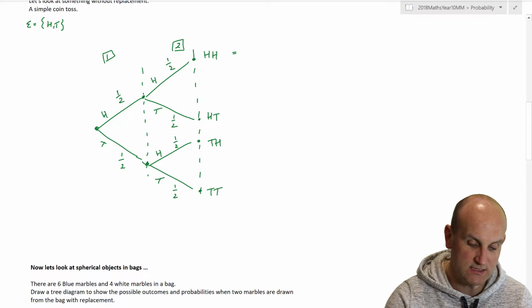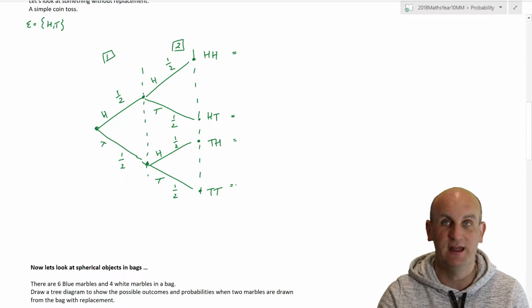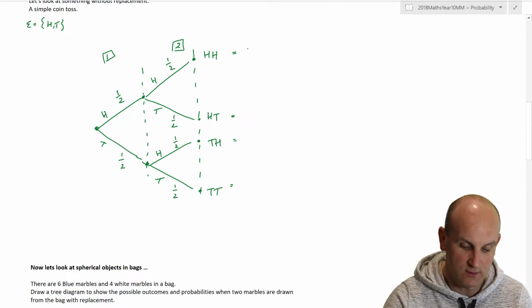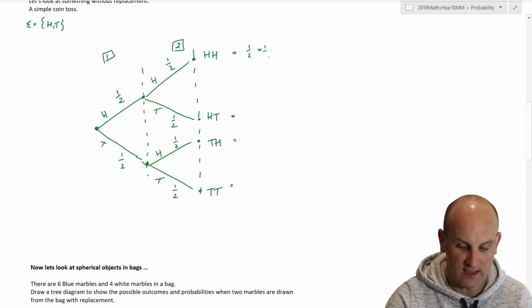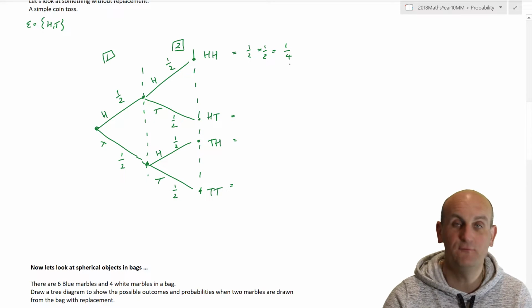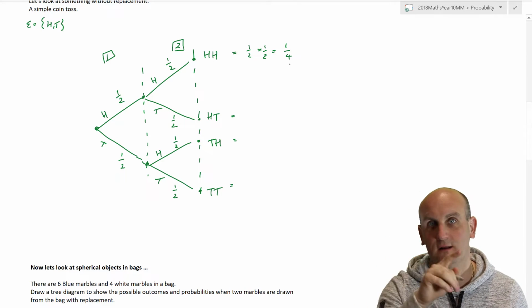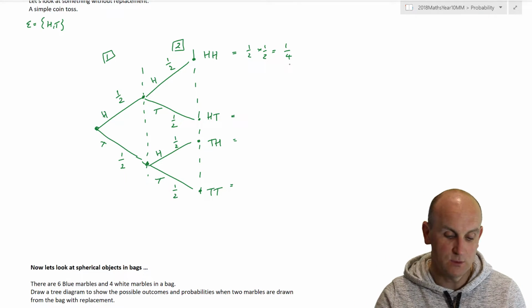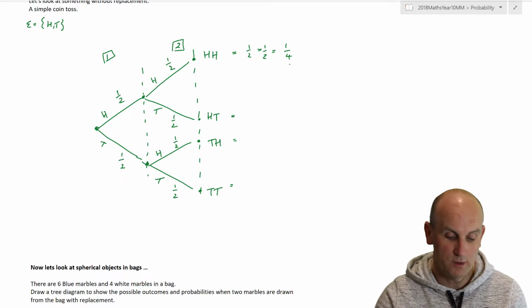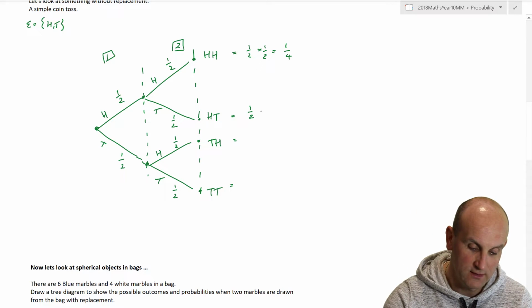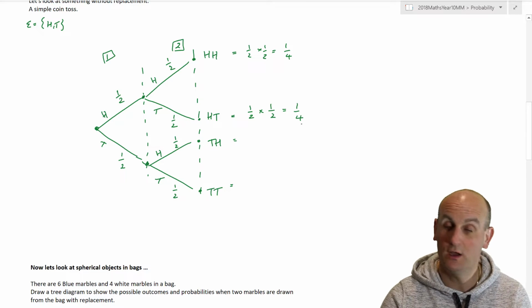But if I wanted to now work out my respective probabilities of getting these things, this is where I'm saying I've got a head and a head. So head, half, times a head, half, is a quarter. And hopefully every one of you out there knows that when you multiply two fractions together, you multiply the tops together, you multiply the bottoms together. So what about a head followed by a tail? Well, the probability of getting a head was a half, times the probability of getting a tail, which was a half, which is also a quarter.